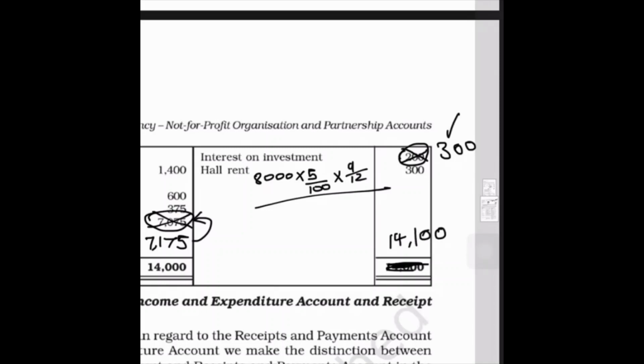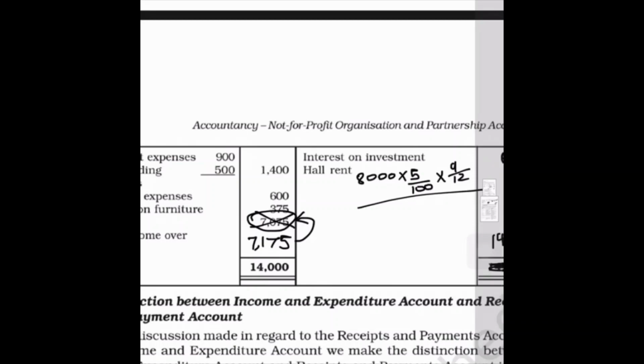And then the same amount will be transferred to the debit side total, that is 14,100. Now if we balance, the surplus, that is excess of income over expenditure, will be 7,100. Please make it correct. Some printing mistake is there. Don't worry about it. Understand?